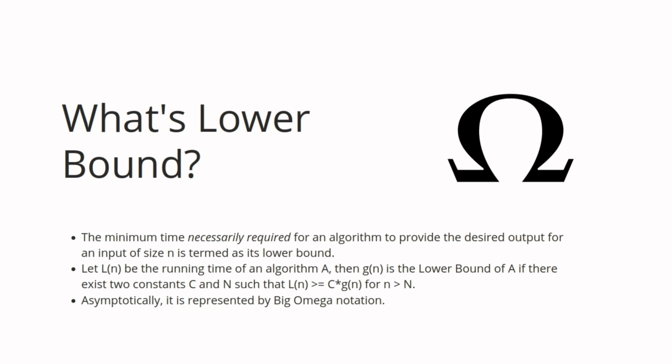In formal notation, we can say that let L of n be the running time of an algorithm A, then g of n is the lower bound of A if there exist two constants c and n0 such that L of n is greater than or equal to c times g of n for all inputs n greater than n0. Asymptotically, it is represented by the big omega notation.